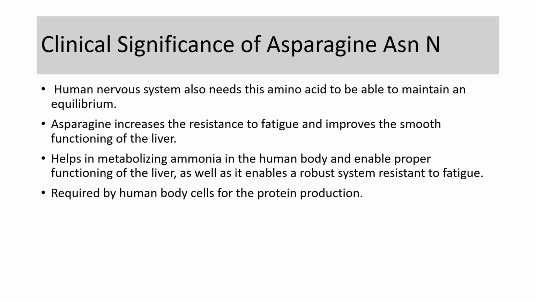Clinical significance of asparagine, ASN, or just N. The human nervous system also needs this amino acid to be able to maintain an equilibrium. Asparagine increases resistance to fatigue, improves the smooth functioning of the liver, helps in metabolizing ammonia in the human body, and enables a robust system resistant to fatigue, required by human body cells for protein production. So it is required by human body cells, metabolizing ammonia, resistance to fatigue. It also helps in maintaining equilibrium.